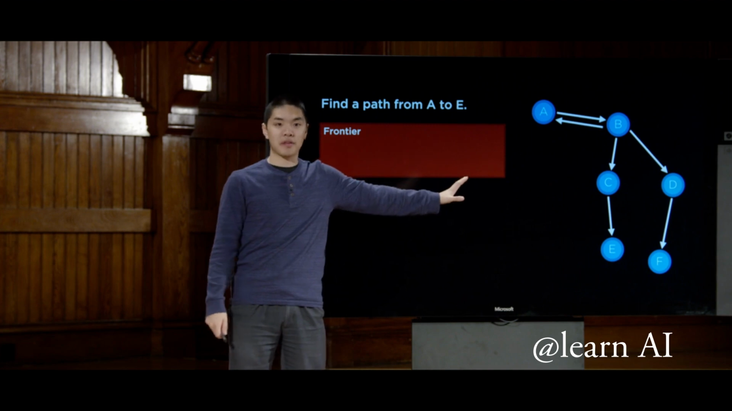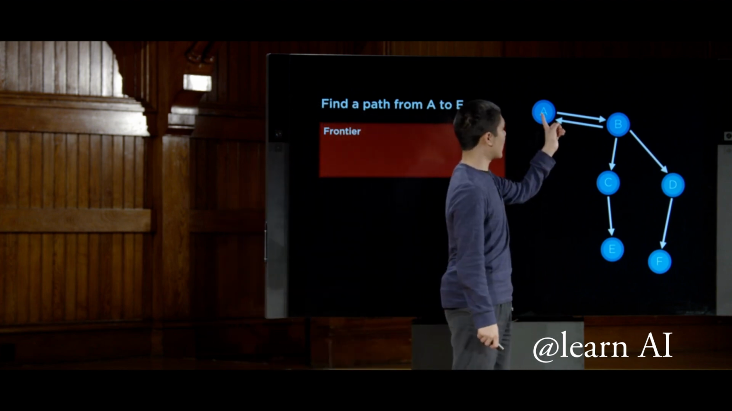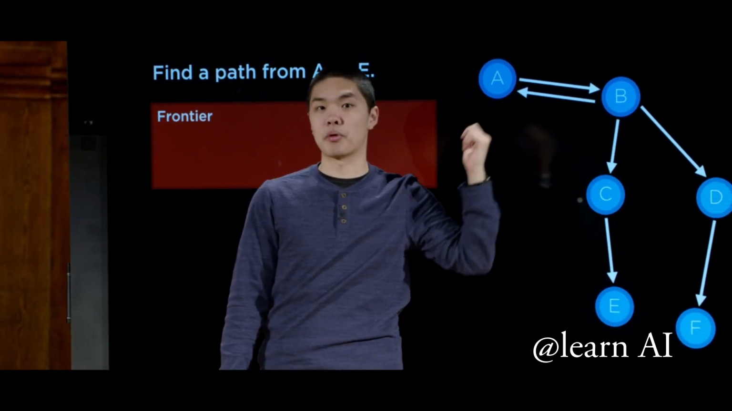Imagine this same graph, same as before, with one change. The change being now, instead of just an arrow from A to B, we also have an arrow from B to A, meaning we can go in both directions.